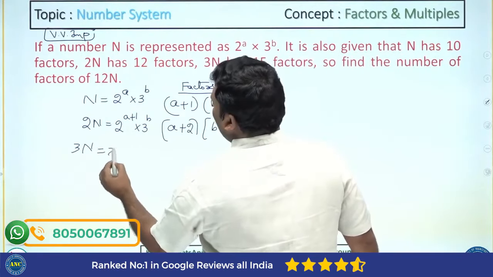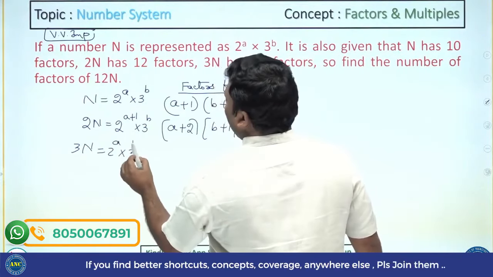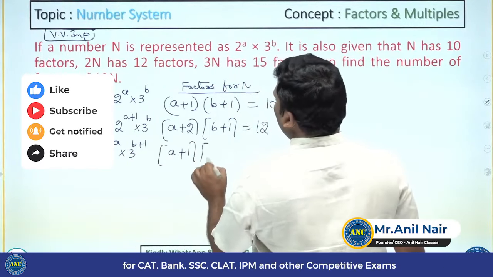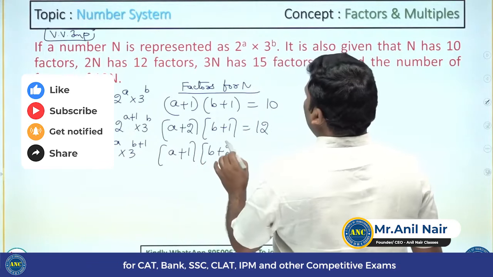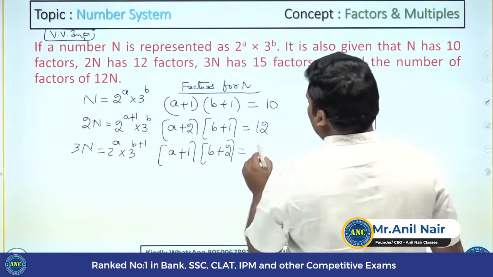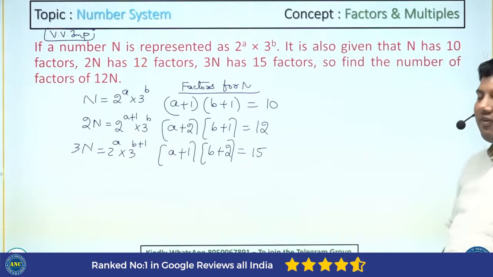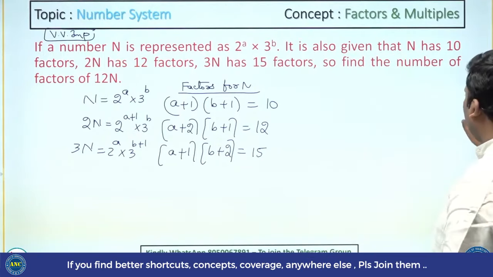3n will be 2 power a into 3 power b plus 1. The factors are 0 to a plus 1, 0 to b plus 1, it will be b plus 2. 3n will have 15 factors. Find the number of factors for 12n.